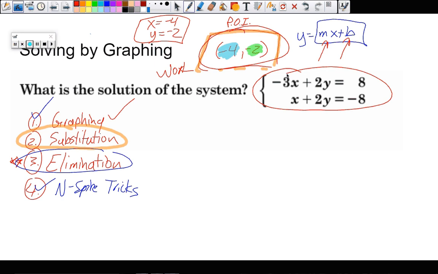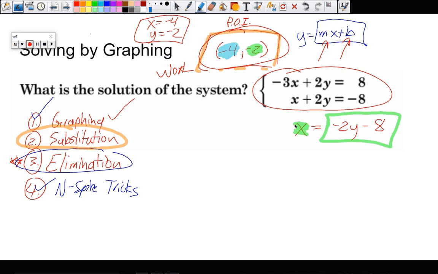So my goal is to get one variable all by itself from any one of these equations. Which equation looks like it's the easiest and the fastest that I can get one variable by itself? The second one. Let's get x by itself. So the second one I can say is negative 2y minus 8. I just got x by itself. And it's this right here. You with me?